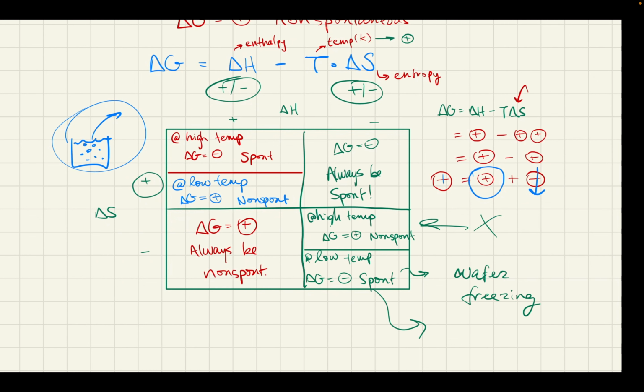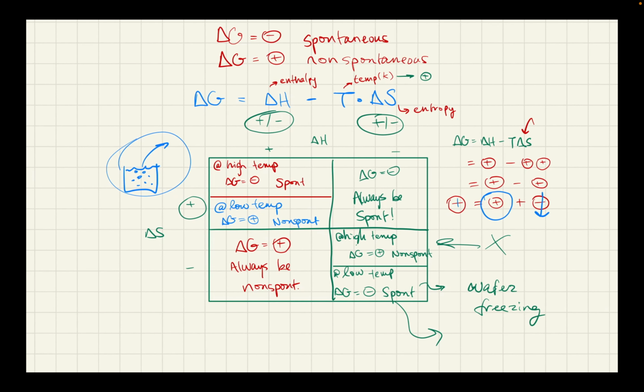Perfect. So I want to talk about how to use the signs of delta H and delta S to determine delta G and the spontaneity of a process.